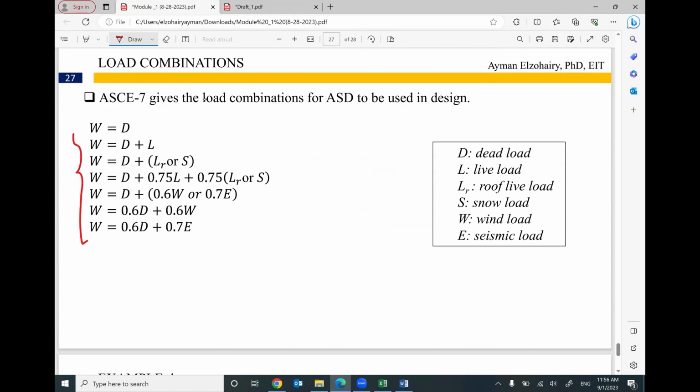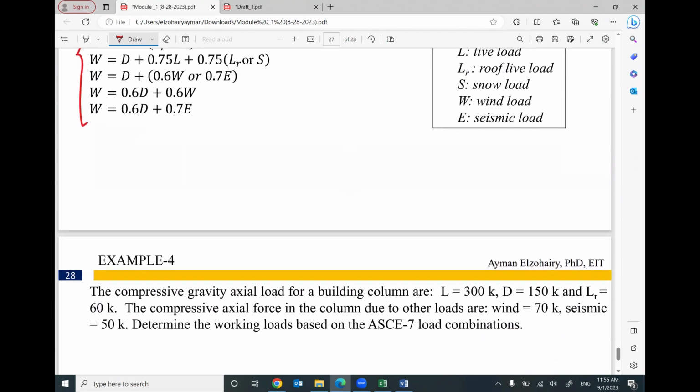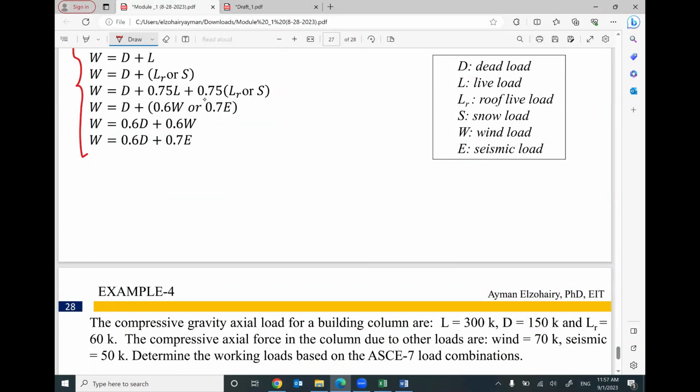Exactly the second question, the second example. I'm giving you the live load, dead load, roof live load, wind, seismic, and we don't have snow.